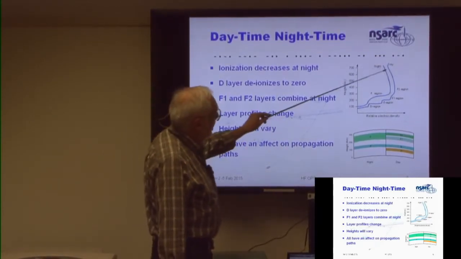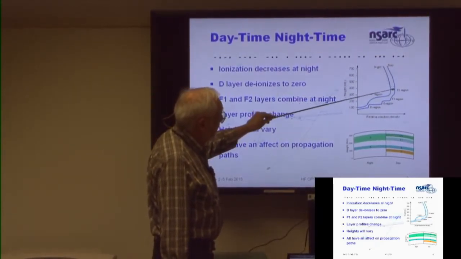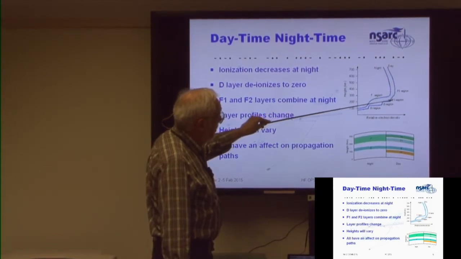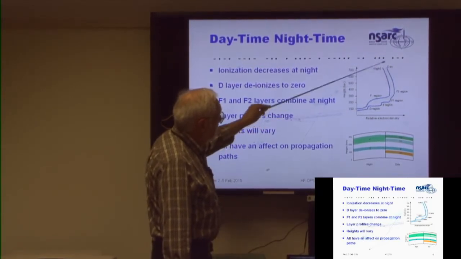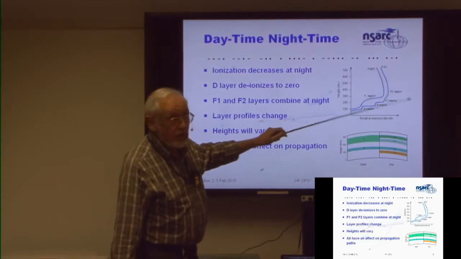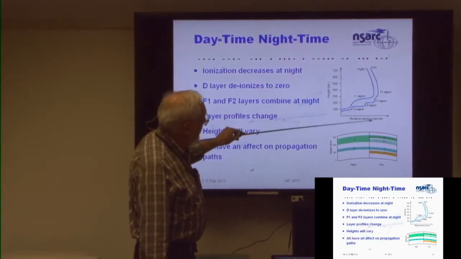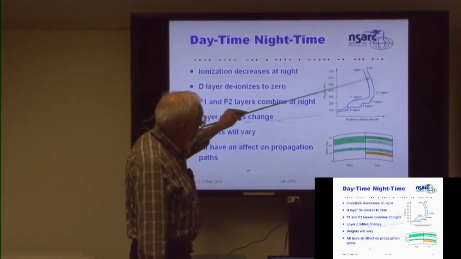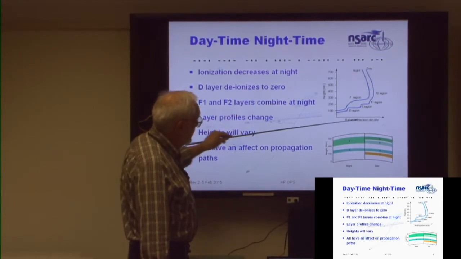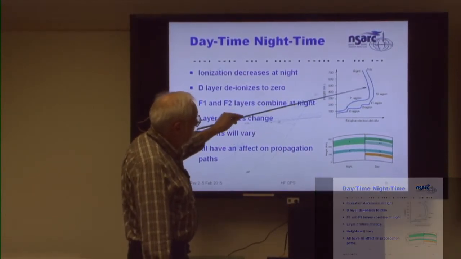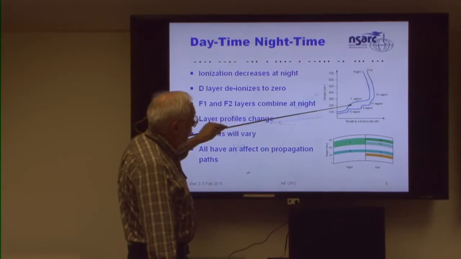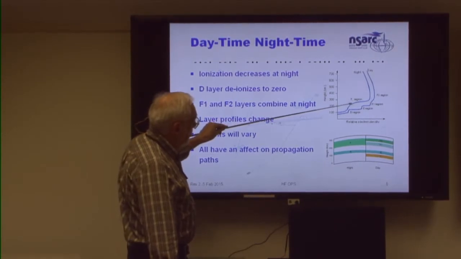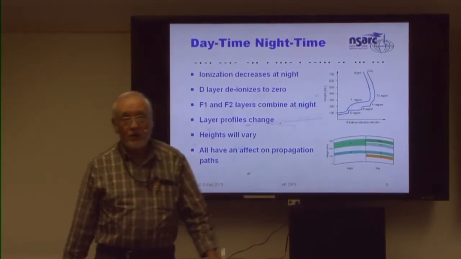This is the same sort of graph that shows the profile, F2, F1, the E, and the D during the daytime when ionization is active. And at nighttime, the density is less. You can see this curve has moved over this way, which means the electron density is less. The F2, F1 just become the F region. The E region is sort of still there, and the D region is gone.